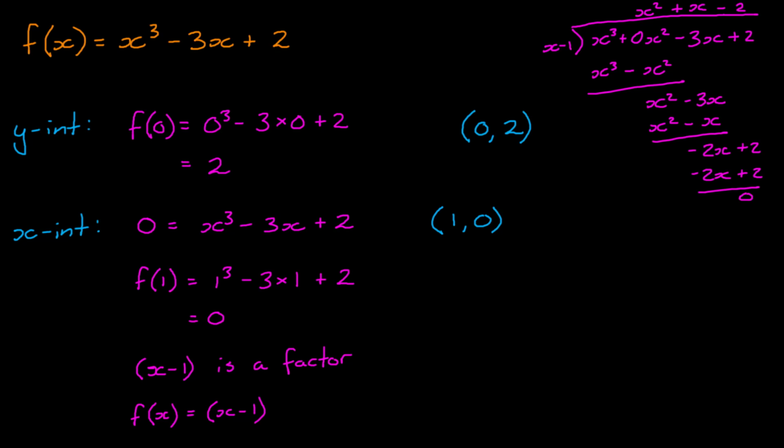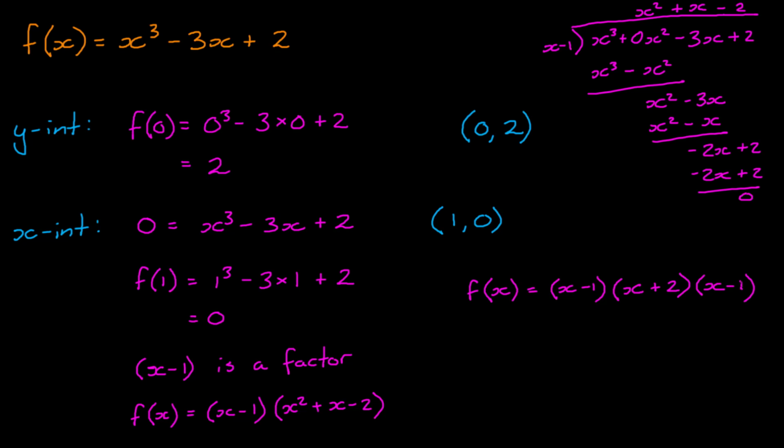Okay, and so that gives us the rest of this function now in its factorized form. We've got x squared plus x minus 2. And we can factorize that out further and say that our function is x minus 1. And if we look, we need two numbers that multiply to give negative 2 and add to give plus 1. And we'll get that with x equals plus 2 and minus 1.